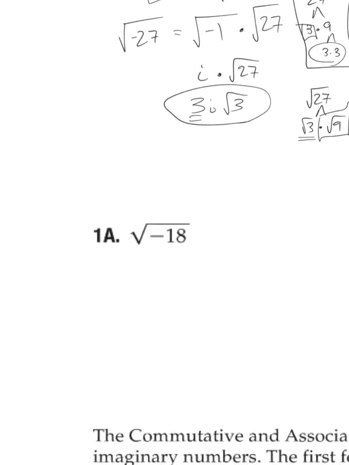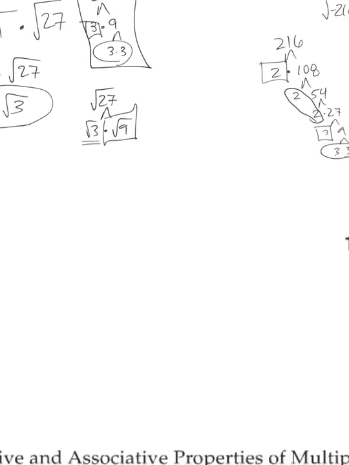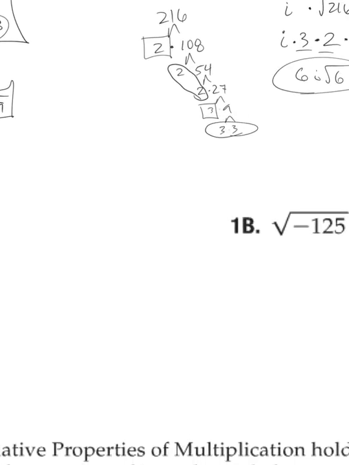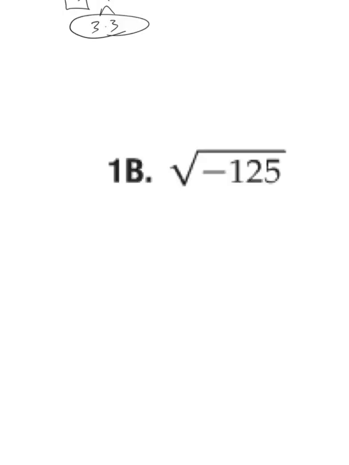All right, 1A. I'd like you guys to try to work that one out. I will give you the solution here. It actually ends up being 3i radical 2. And 1B will be similar. I apologize because of my scrolling, I have a tough time, guys. The solution here for the square root of negative 125 is 5i radical 5.